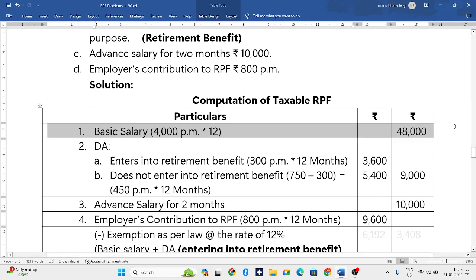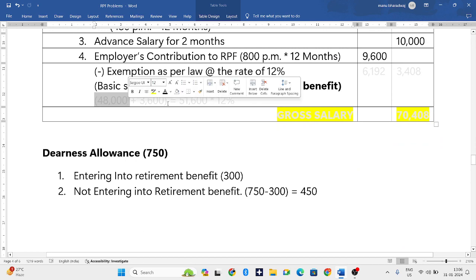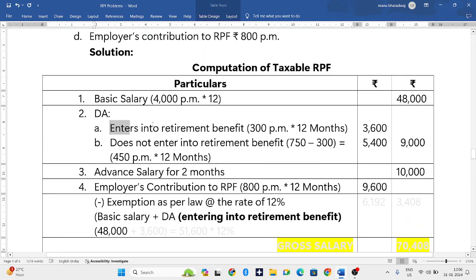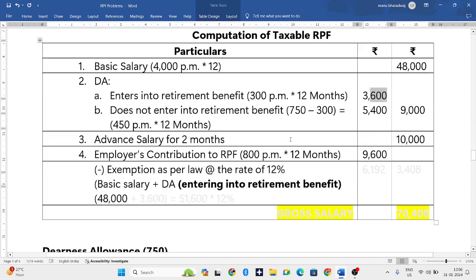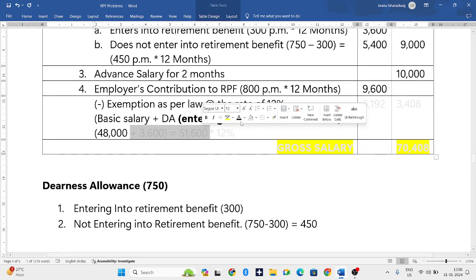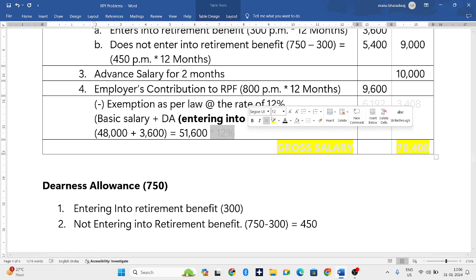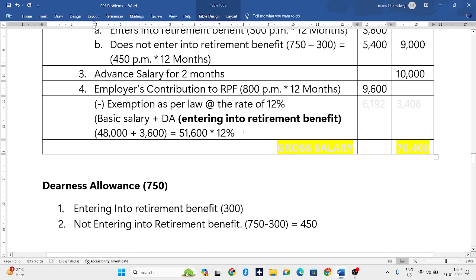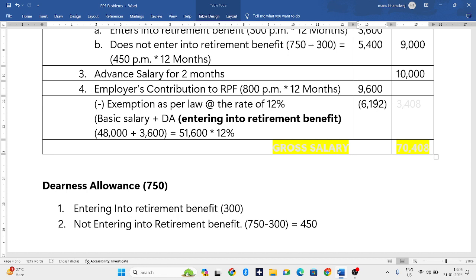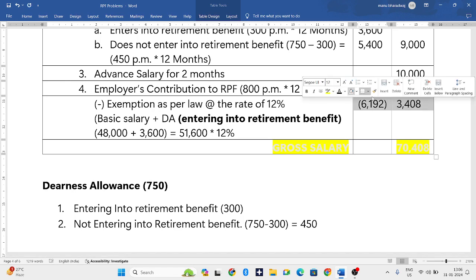Basic salary is how much? 48,000. So 48,000 plus DA entering into retirement benefits, how much? 3,600. 48,000 plus 3,600 will be 51,600. Of that, 12%: 51,600 into 12% will be 6,192. This will be given as exemption. So out of 9,600 total employer contribution, 6,192 will be exempted. The remaining 3,408 will be taxable.